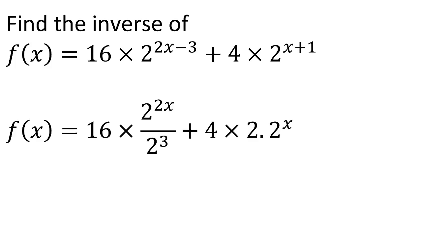Let's do that. So again, just laws of indices. 2 to the x minus 3 is 2 to the x, and 2 to the 3 divided, and 2 to the x plus 1 is 2 times 2 to the x. I can then tidy that up.